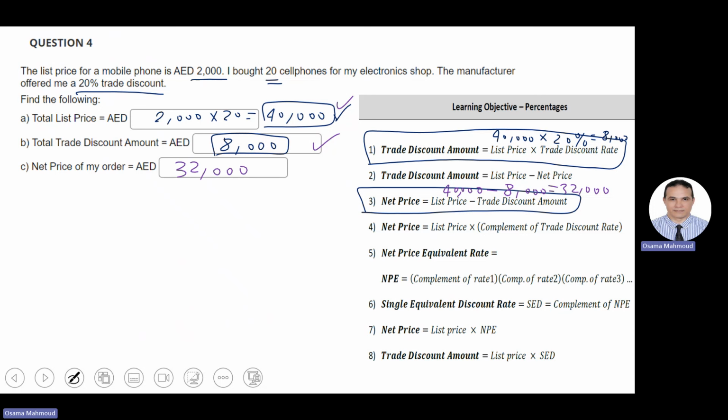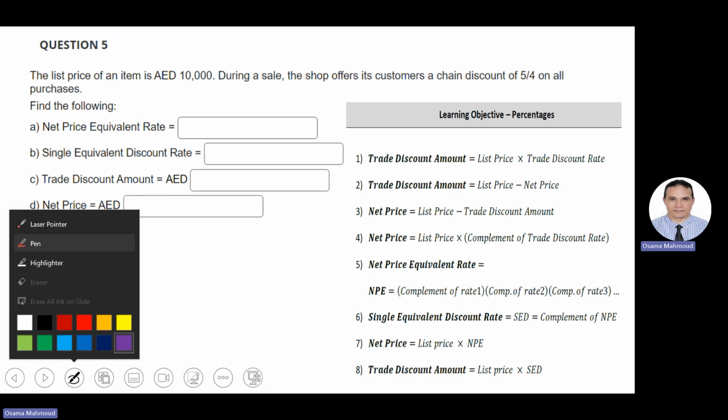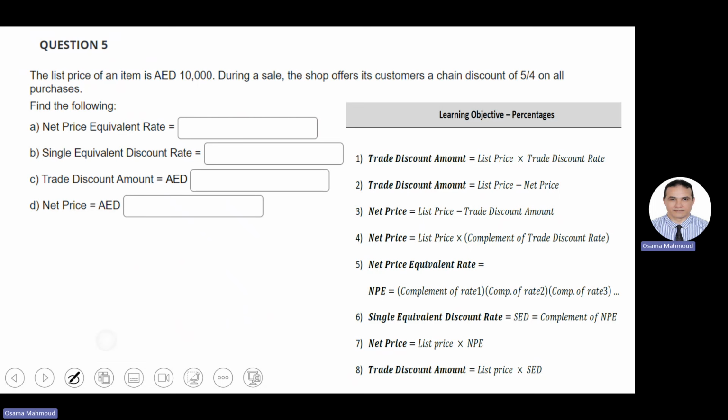Okay. Now I know how to use a formula sheet to find the answer for most of the questions regarding the net price, equivalent and discount rate, or net price equivalent rate. Now the net price equivalent rate is straightforward. Net price equivalent rate is here, right, in the formula sheet. But I have to know what it means, complement of rate one. What is rate one? Yes, in the exam, you have to know how to read this one.